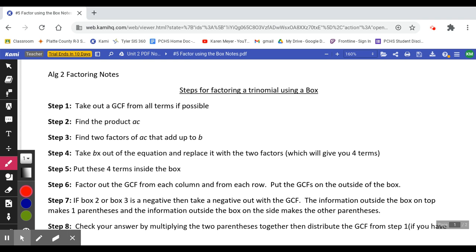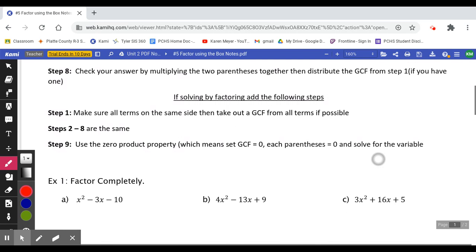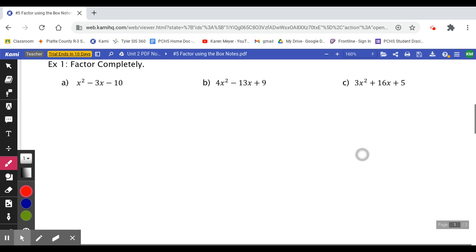Today we're going to talk about how to solve a quadratic, and there are different methods. The first method we're going to learn is how to solve a quadratic by factoring. And we are going to use the box method to help us factor. So you'll notice that there are a list of steps at the beginning to help guide you along the way. So we'll be referring back to those as we do the problem.